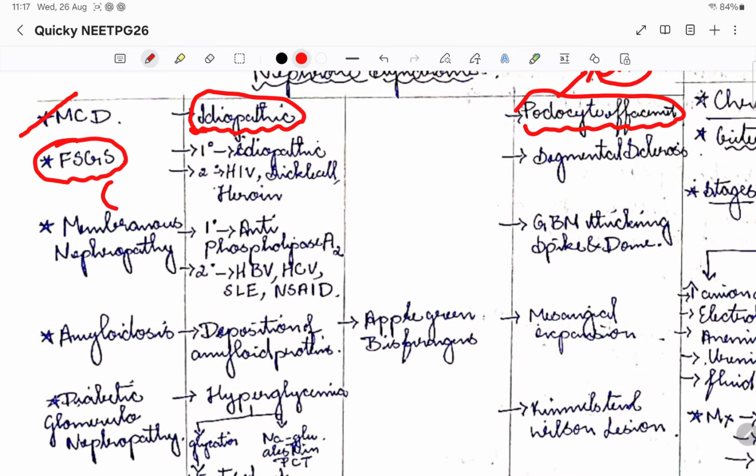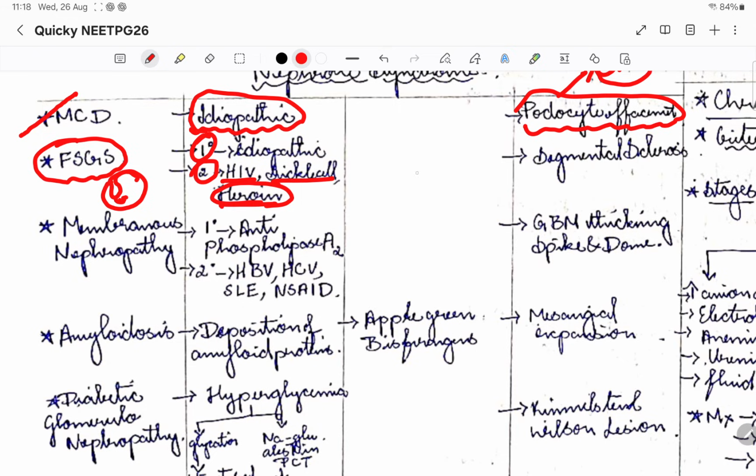I told you, focal means less than 50% of the glomerulus is being affected. Primary FSGS will be idiopathic, just like MCD, but secondary will be associated with HIV, sickle cell anemia, and chronic heroin users.